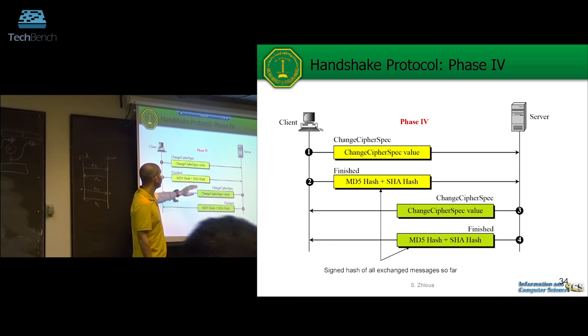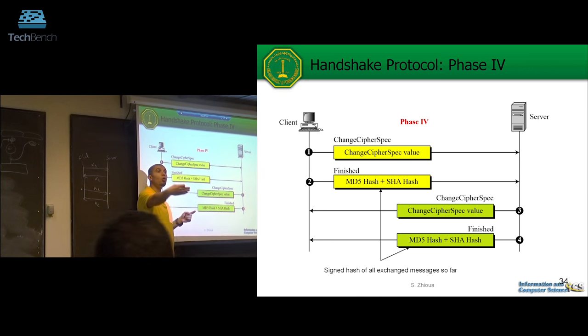Then the finished message, this is for integrity. It is to make sure that all the previous packets, because some of the previous packets have been sent in clear, in particular in the first step. Now this is a step to make sure of the integrity. So what you do, you take all the previous messages that you sent from the client, and compute a hash, sign it, and send it to the server to make sure that no previous message has been modified. This is also signed. Integrity and authentication.